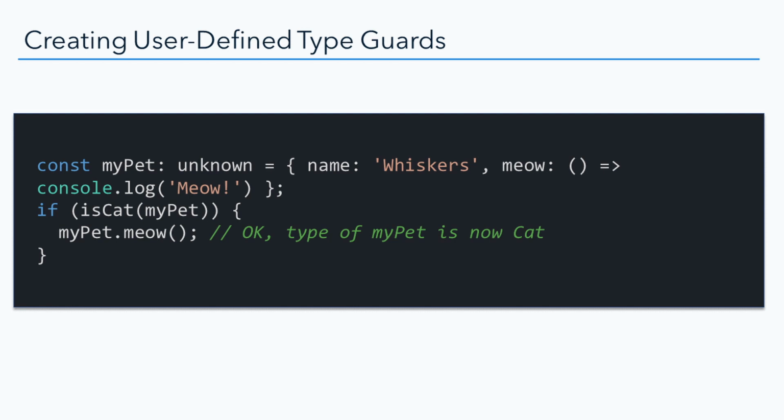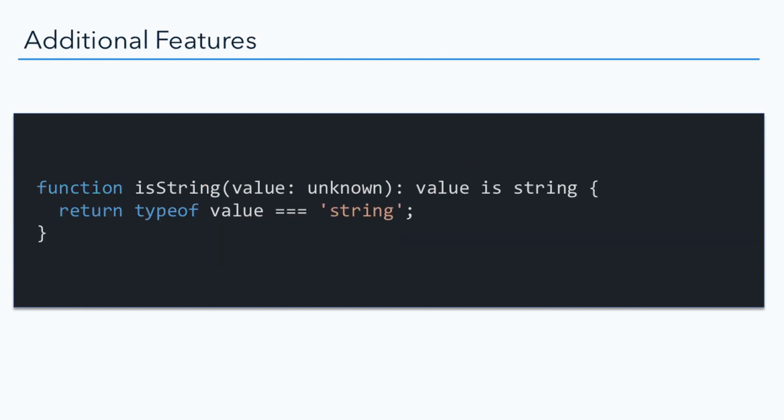The isCat function is used to check if myPet is a Cat. If it is, the type of myPet is narrowed to Cat within the if block, allowing you to access the meow method without a compilation error. Here are some additional features that can be used with user-defined type guards in TypeScript.